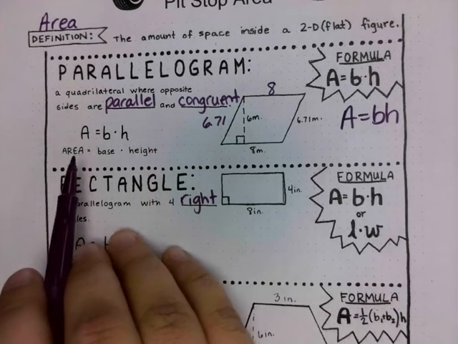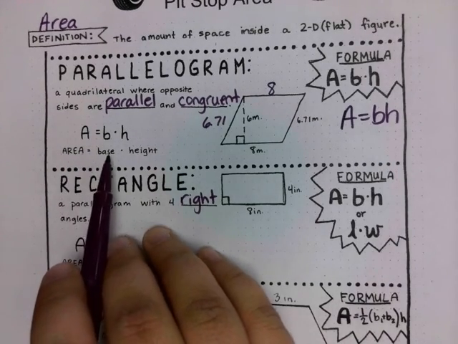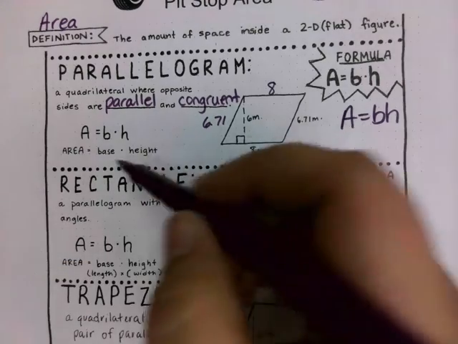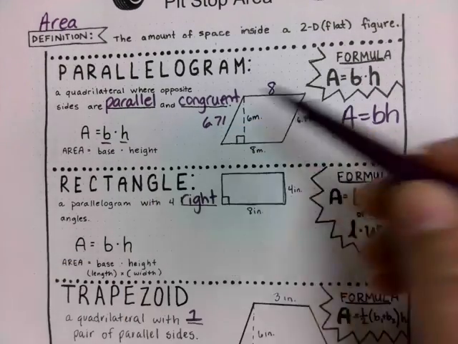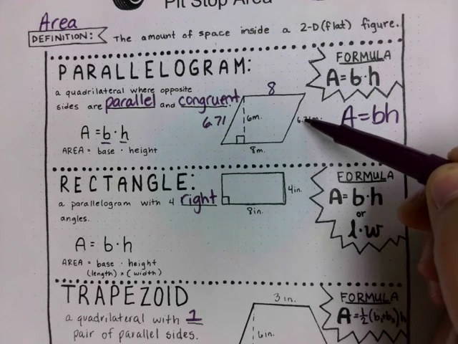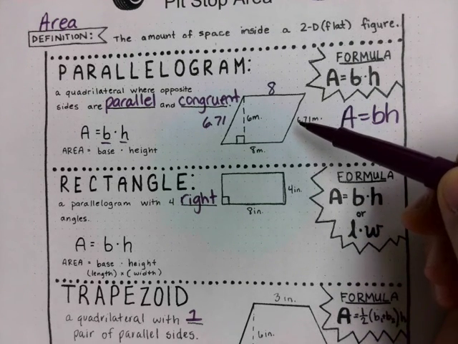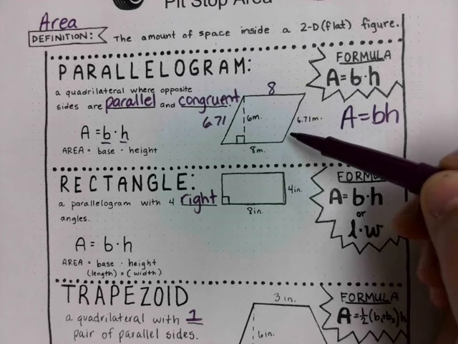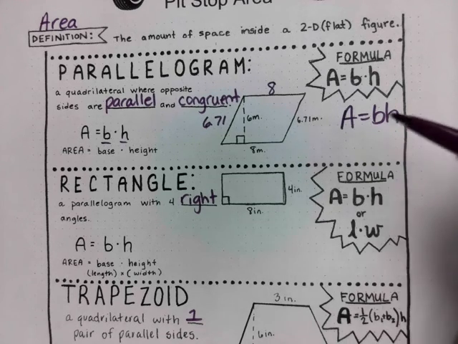So to find the area, we're going to multiply the base times the height. Now, we only need 2 numbers, a base and a height, but they actually gave me 1, 2, 3 different numbers. So we have to identify which one is actually my base, which one is my height, and which one we actually don't even need at all.